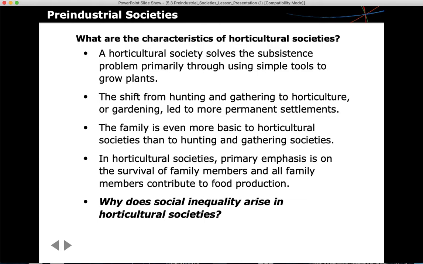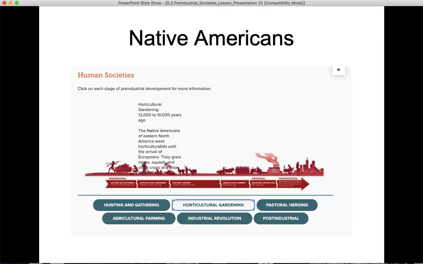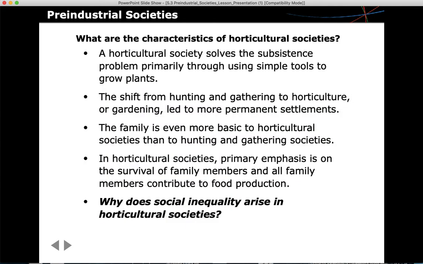The family is even more basic to horticultural societies than to hunting and gathering societies. In the latter groups, survival of the group usually has top priority. In horticultural societies, primary emphasis is on the survival of family members. In fact, all family members contribute to food production. Horticultural societies can produce a surplus of food. As a result, a more complex division of labor arises. Some members become leaders. Others focus on making certain goods. From these differences, social inequality develops.